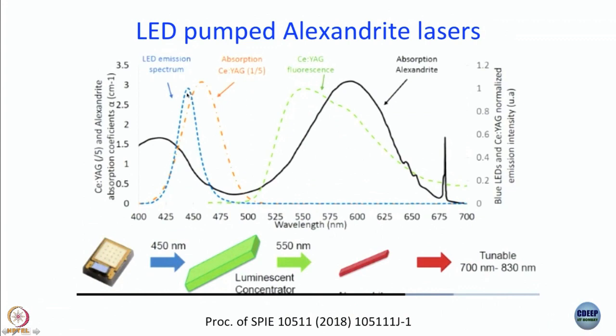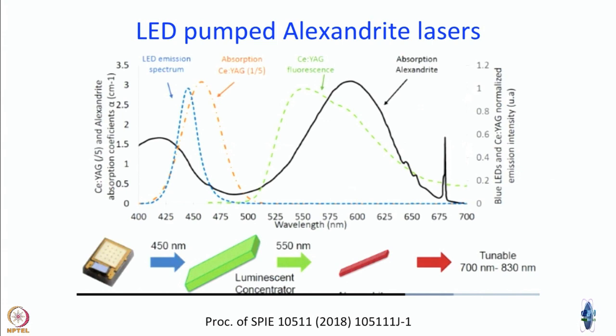And now LEDs are so commonplace. These are LEDs, the light we have in this room. Everybody is familiar with LED, they are everywhere. So what they had done is, this is the LED right here. I have forgotten the size, I think it is 1 centimeter by 1 centimeter. They had taken LEDs that gave out emission which peaked at 450 nanometer. That emission was concentrated by using something called a luminescent concentrator.